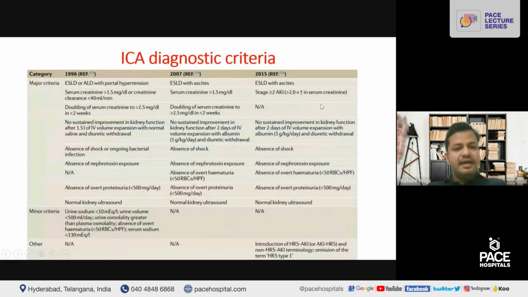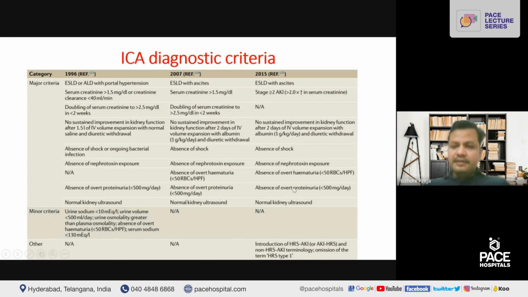Coming to the comparison of the diagnostic criteria of HRS, this one is the 1996 initial criteria, the second one is the 2007 ICA criteria, and the latest one is the 2015 criteria. If we see the change, they have removed the absolute value of creatinine. In 2007, they wanted a creatinine of more than 1.5 and doubling of serum creatinine to more than 2.5 in less than 2 weeks, which is not present in the current criteria. And they've also removed the minor criteria from the 1996 definition of urine sodium, urine volume and urine osmolarity features, but these are important adjuncts for our diagnosis.